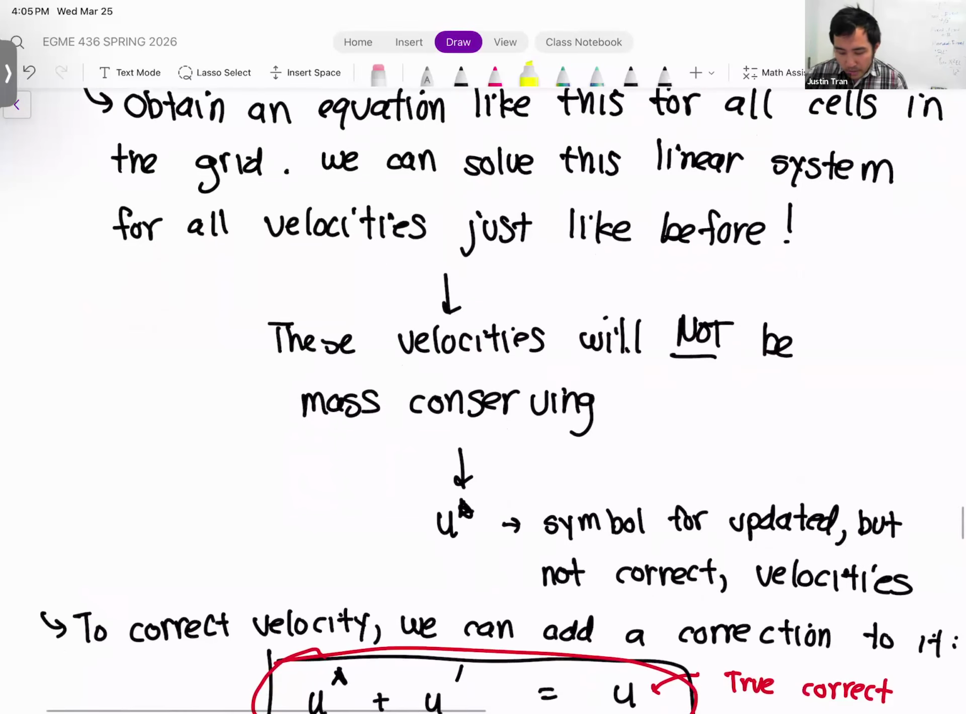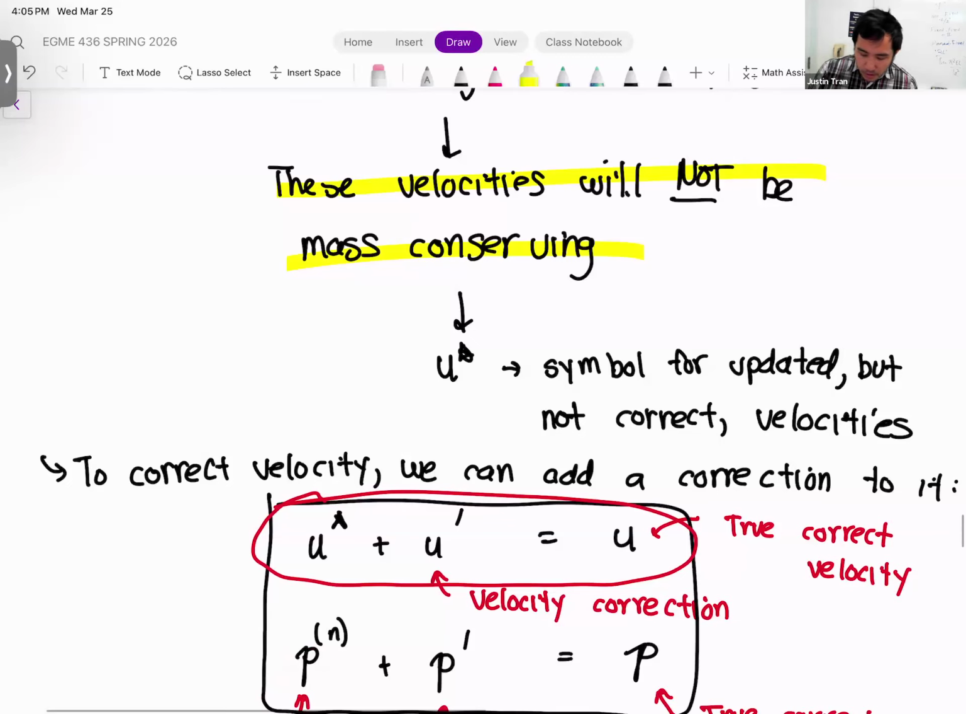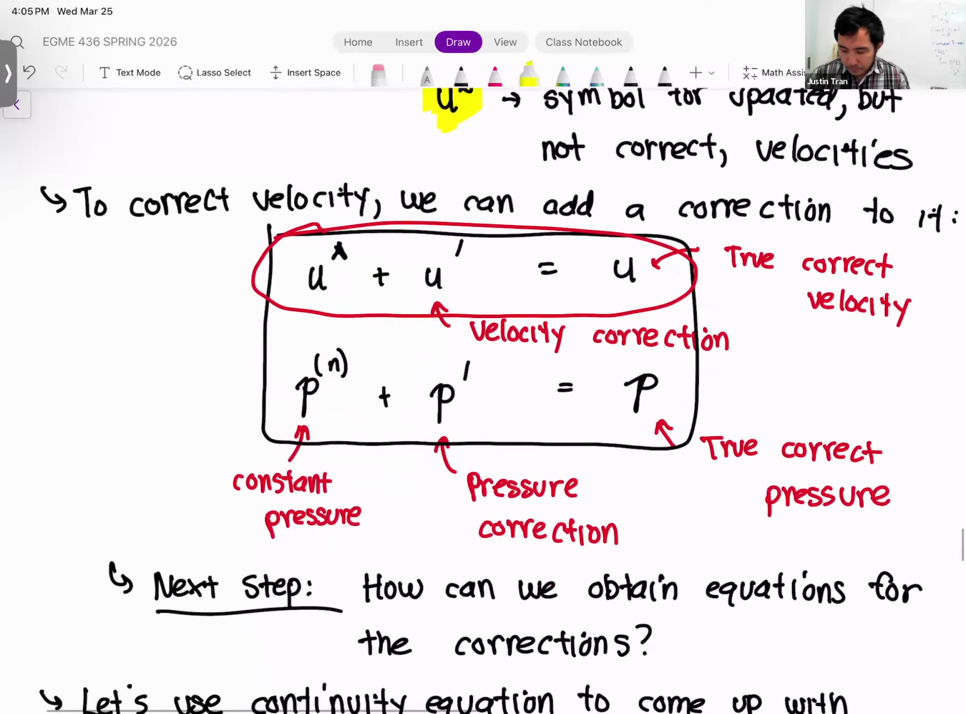The main way that we're going to check whether that velocity is correct or not is by checking mass conservation. By solving for the velocity first without the pressure, we're saying that the velocities we get are not going to be mass conserving. So we come up with this symbol, U star, which is what we're going to call our updated velocity, but not our correct velocity.